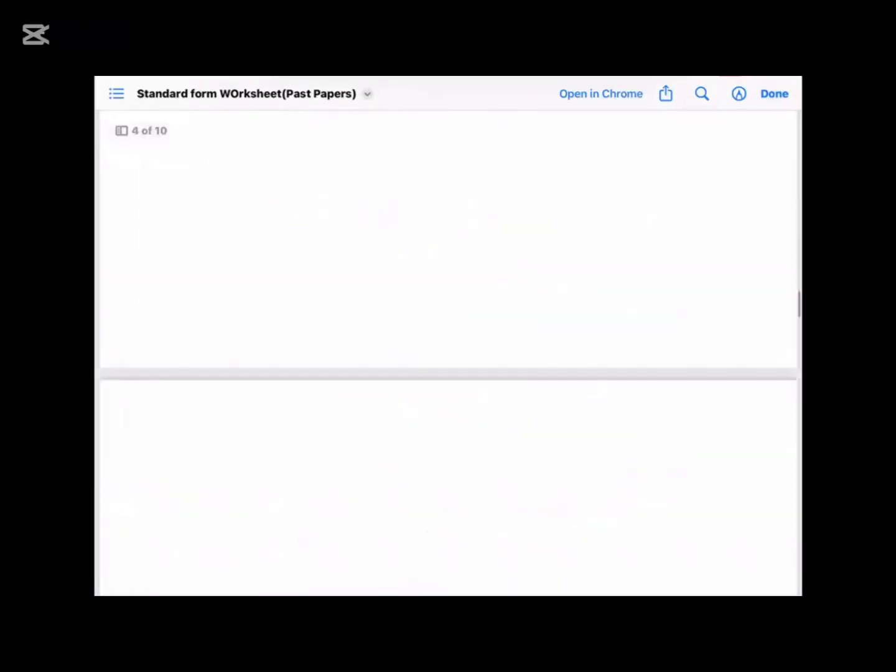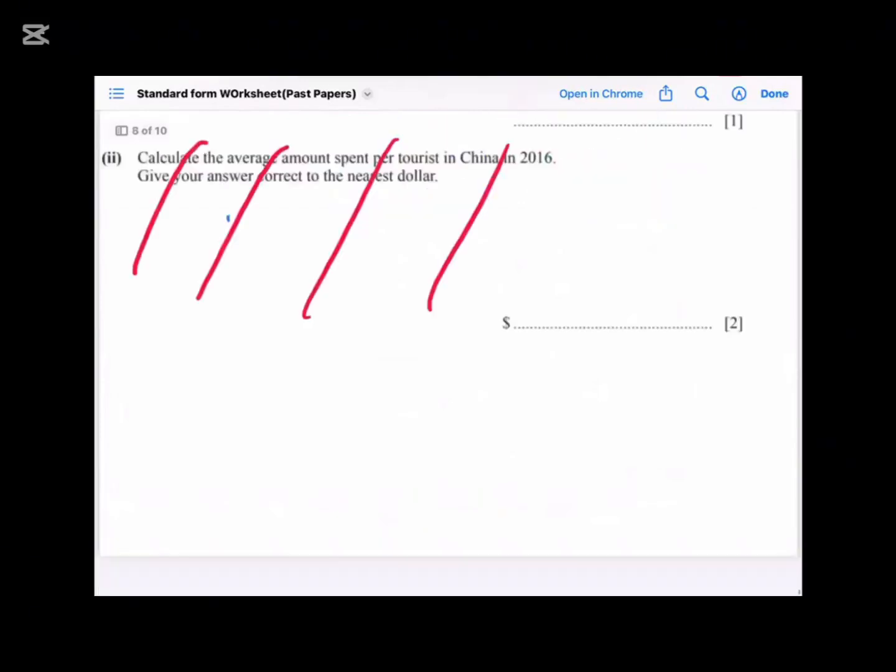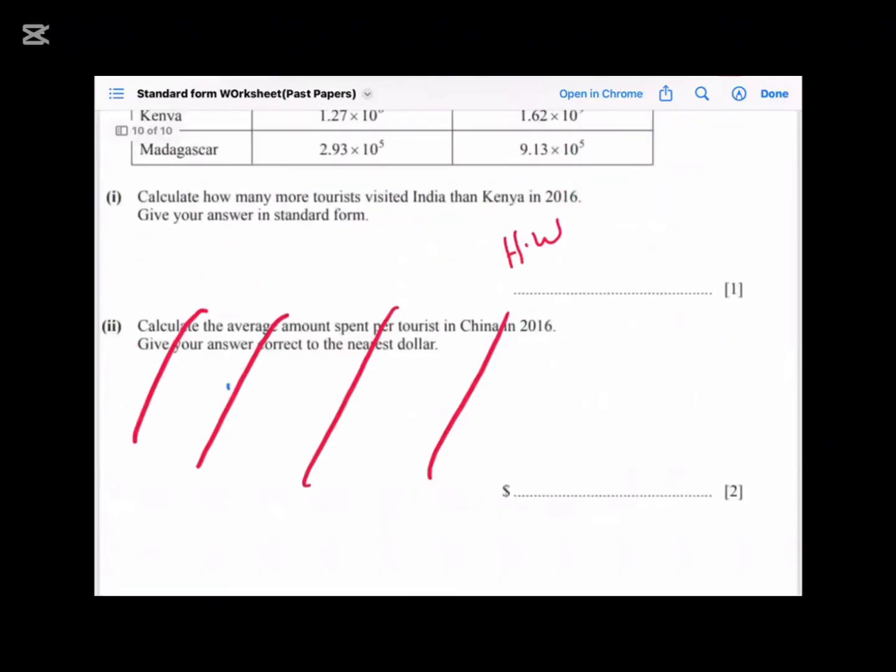It's the last question. As I told you, this is homework for you. Don't try part 2. Okay. As I forgot to share the screen, this part is homework for you and don't do part 2. Okay. Everything is clear. Allah Hafiz.